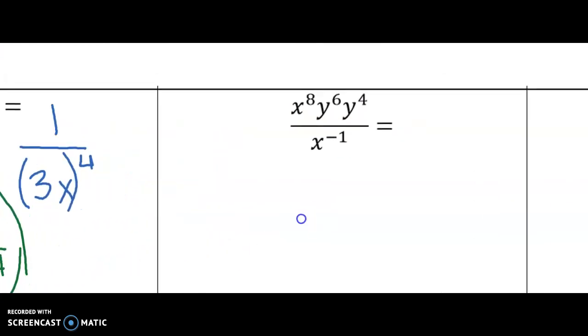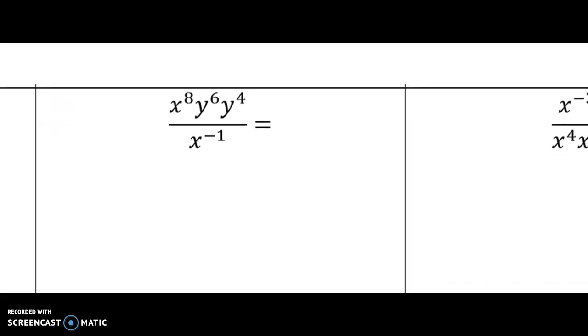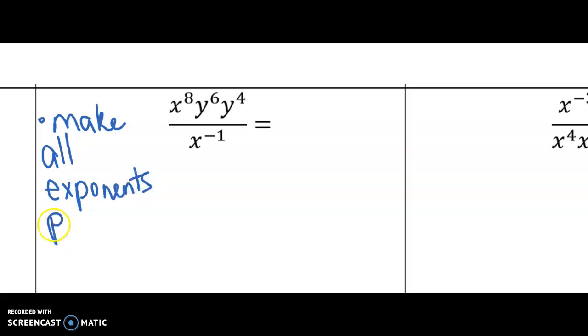Let's go ahead and look at this one. We want to rewrite it with positive exponents only. This is similar to the stuff you have on Delta Math. So my suggestion is to make all exponents positive first. Make all exponents positive first, and then simplify.